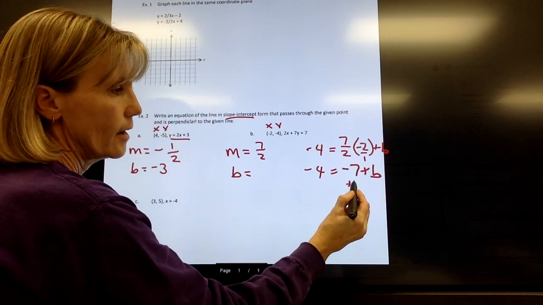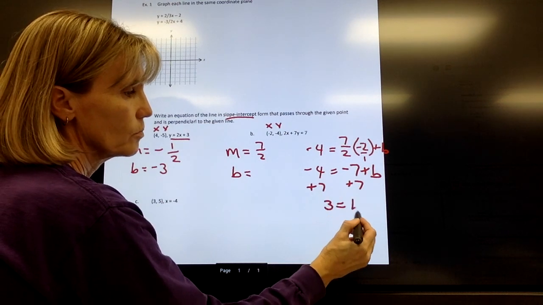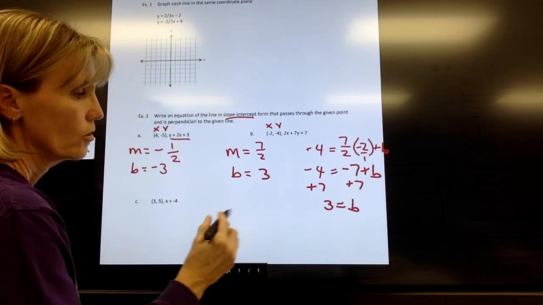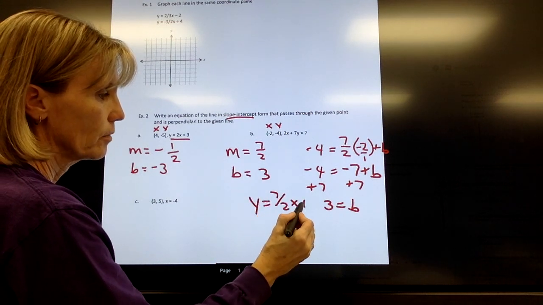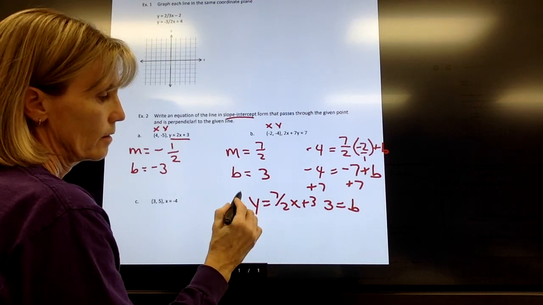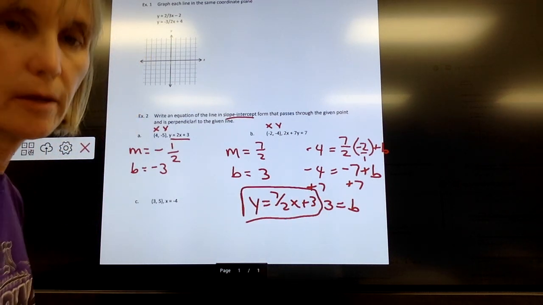So I'm going to add 7 to both sides, and I'm going to get a positive 3 equals b. So the equation would be y equals 7 halves x plus 3. Okay, that would be the equation for letter B.